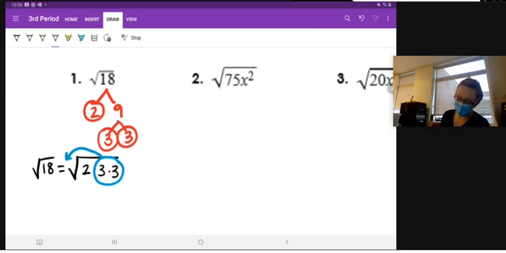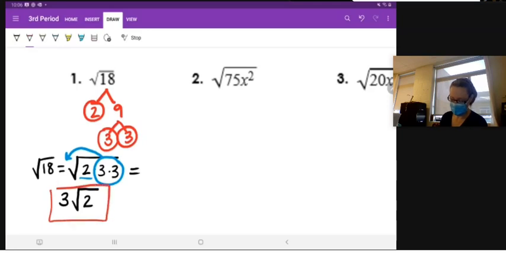So when we pull it out front, we'll have a 3 out there, then our square root symbol, and inside our square root, we still have this number 2. But there's nothing else in there with the 2. So our answer is 3 radical 2. That's it.